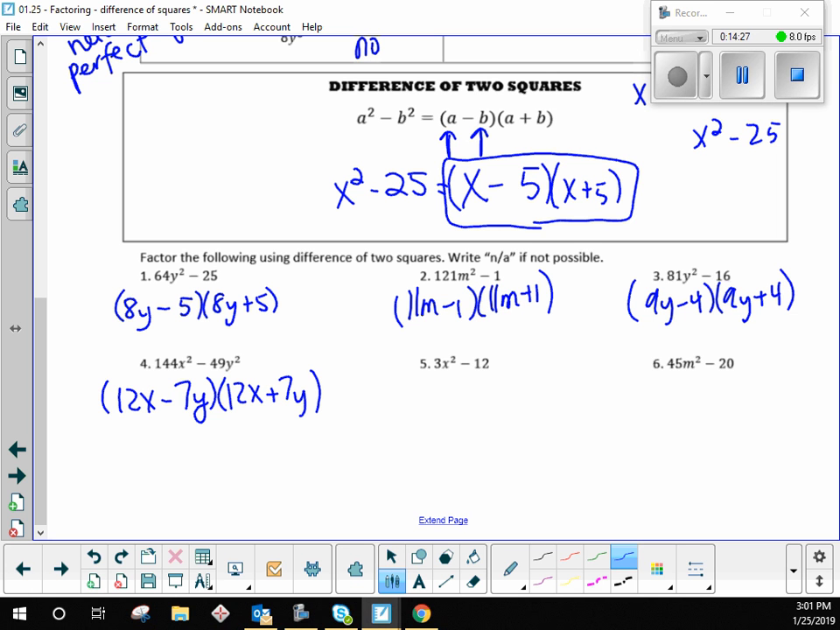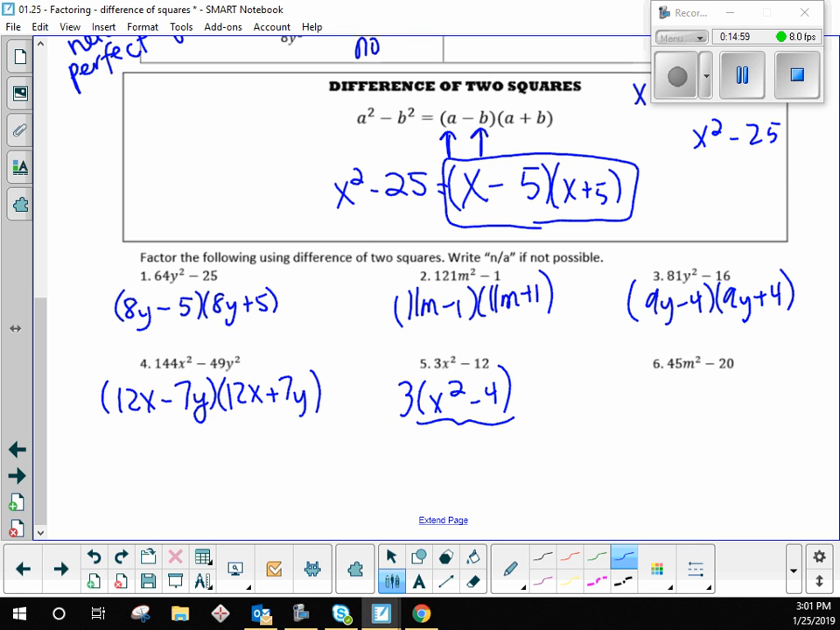Who got NA for 5 and 6? All right. So for 5 and 6, you have to pull out a GCF first. That's why I told you I'll just do 1, 2, 3, and 4. But now let's talk about 5 and 6. What's the GCF in 5? Okay. So then what's left over? Perfect squares, right? So how would you do that?